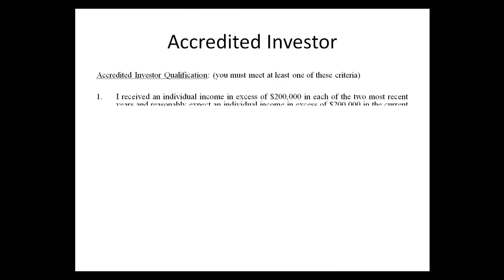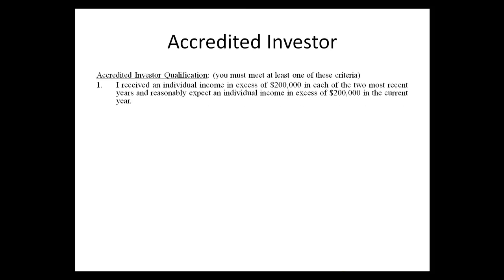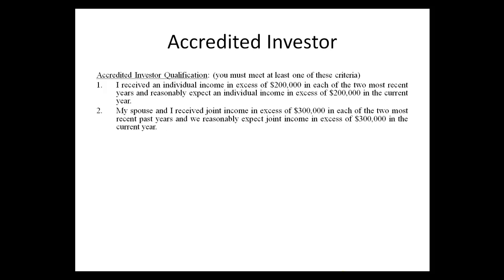Accredited investor. We went through this in the previous video. I'll repeat it here. Accredited investor qualification. You must meet at least one of these criteria. Number 1, I received an individual income in excess of $200,000 in each of the 2 most recent years and reasonably expect an individual income in excess of $200,000 in the current year. Or, number 2, my spouse and I received joint income in excess of $300,000 in each of the 2 most recent past years, and we reasonably expect joint income in excess of $300,000 in the current year.